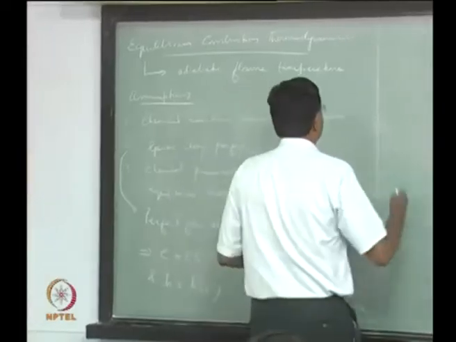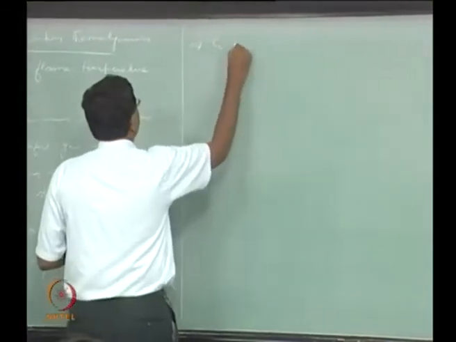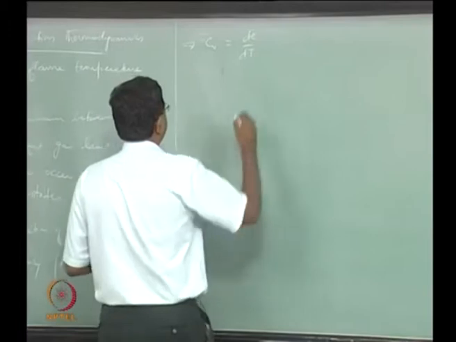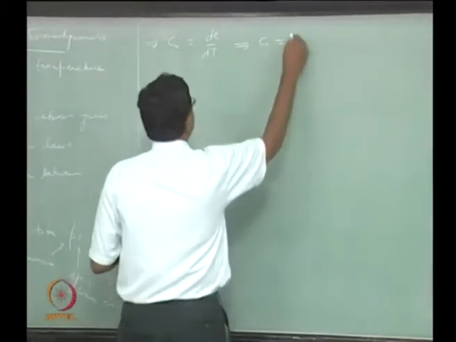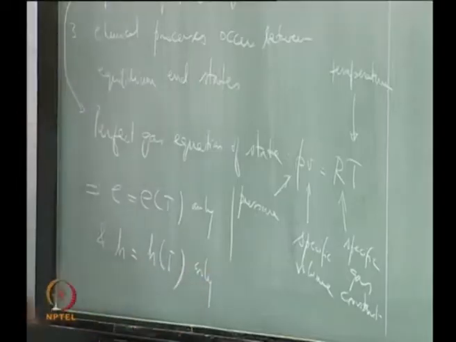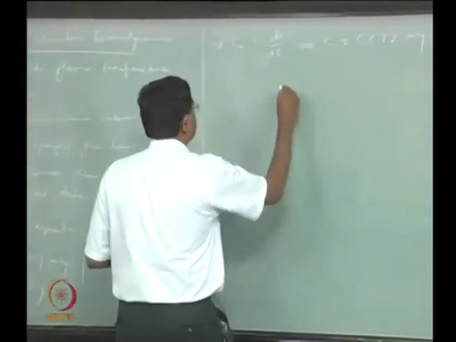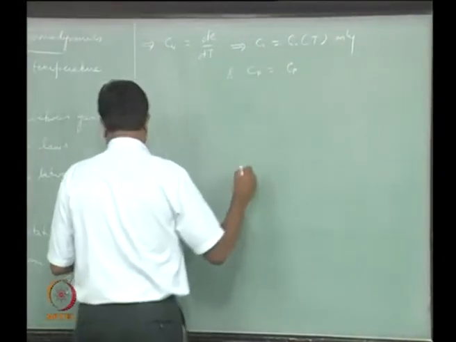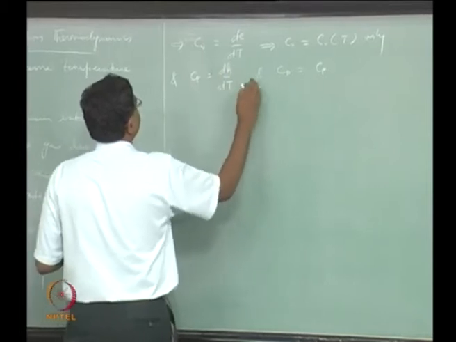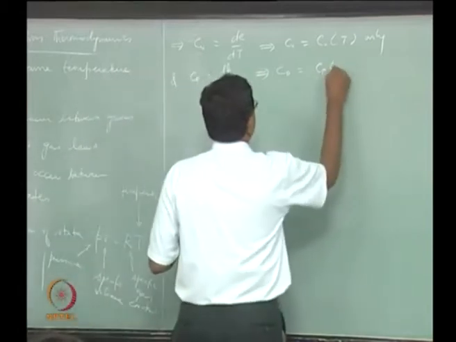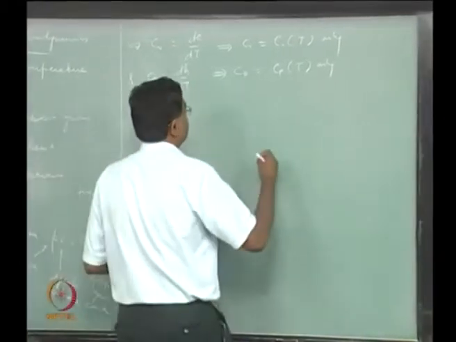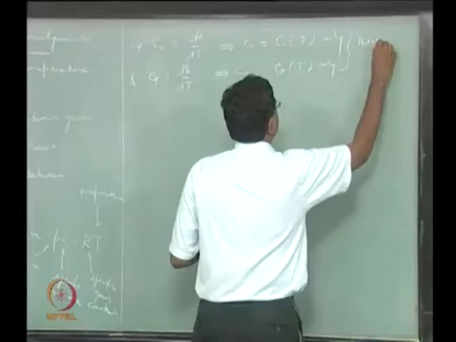So this further means that you now have a specific heat at constant volume, Cv equals dE over dT. This means that Cv is a function of temperature only. We could go back and write H is a function of temperature only, and Cp equals dH over dT, which implies Cp is a function of temperature only. So long as you have Cp and Cv as functions of temperature only, we call this thermally perfect.